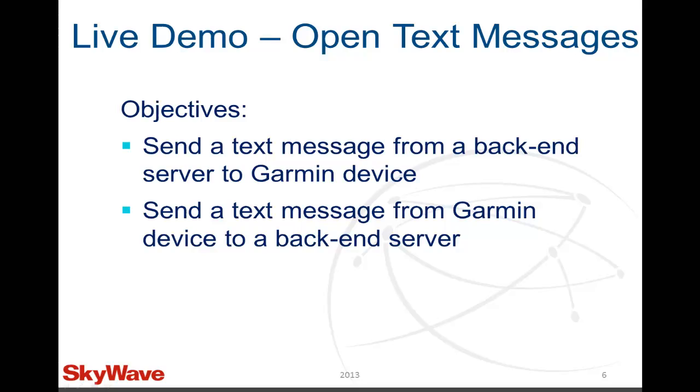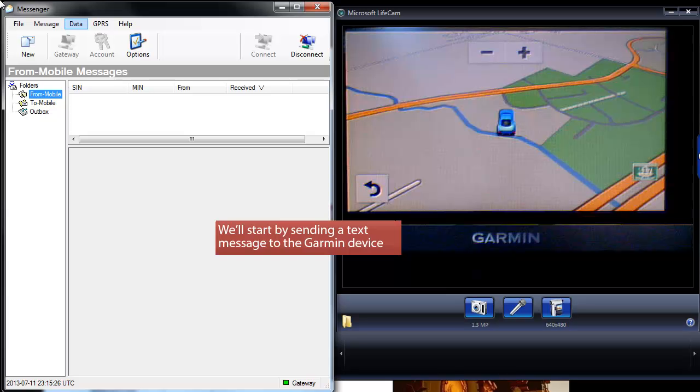In this demo, I will send a simple text message over the air using a simulated gateway tool from a back-end application like SkyWave's Messenger tool to a Garmin device connected to an IDP terminal. I will also create a text message on a Garmin device connected to an IDP terminal and send this message over the air to a back-end application like SkyWave's Messenger tool.